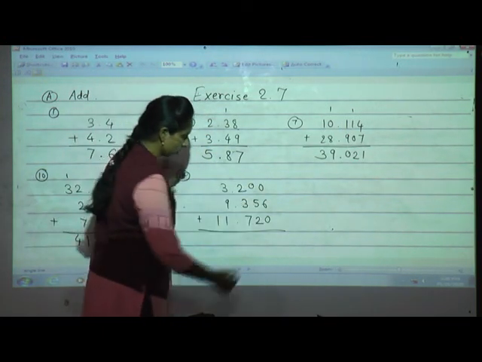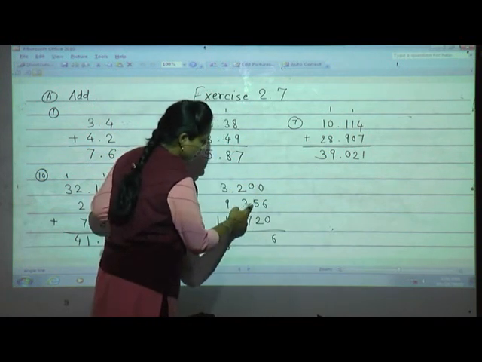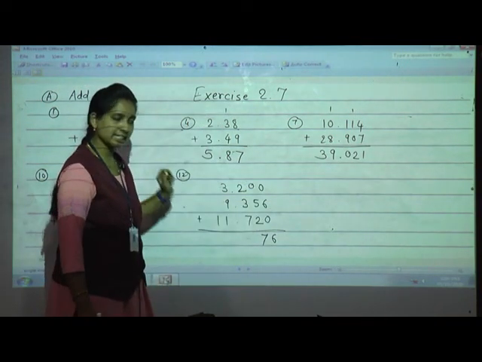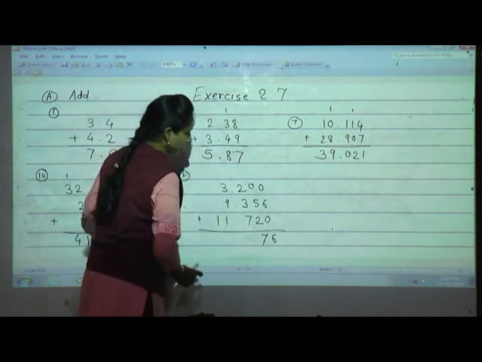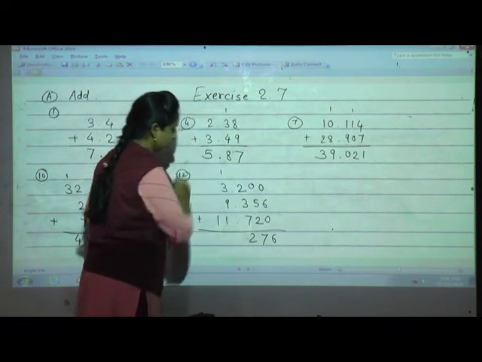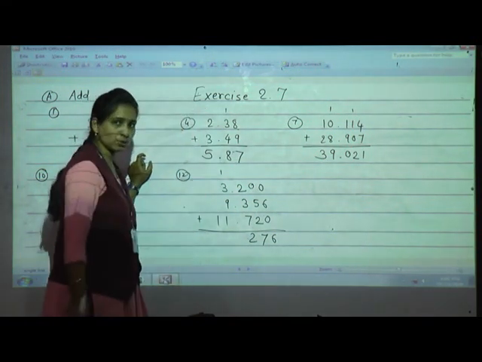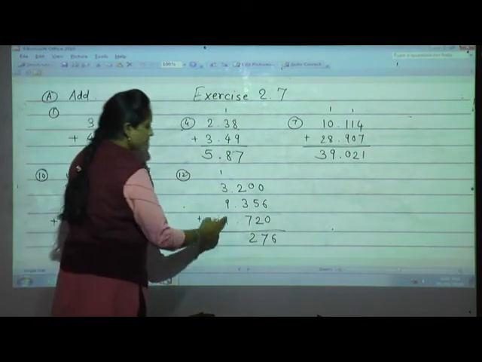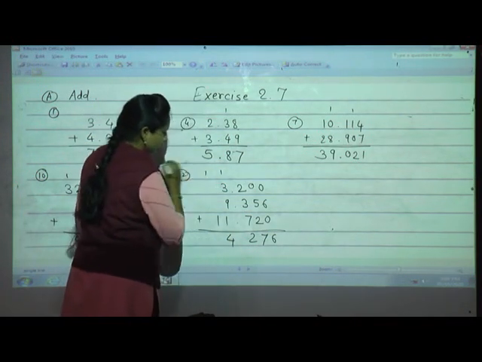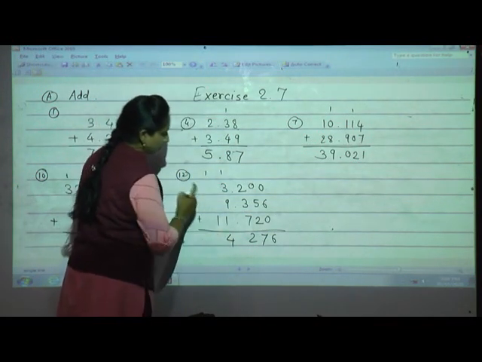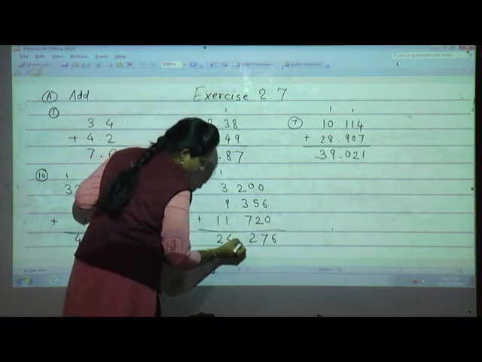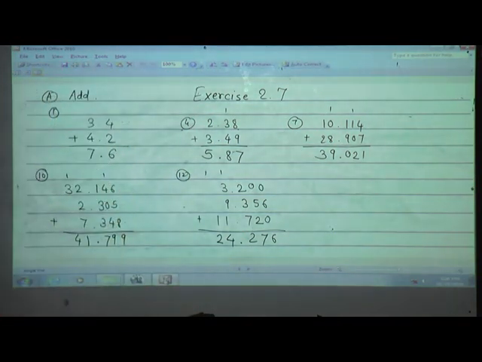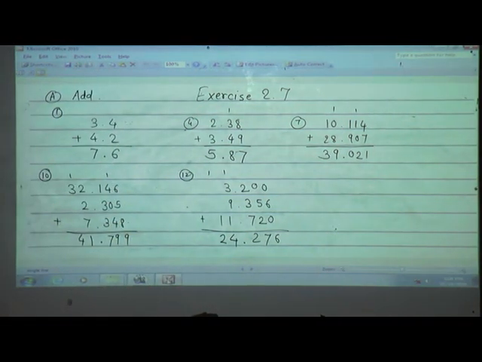0 plus 6 plus 0 is 6. 0 plus 5 is 5. 5 plus 2 is 7. Now 2 plus 3 is 5, 5 plus 7 is 12, 2 here, carry 1. Now 1 plus 3 is 4, 4 plus 9, yes, is 13, 13 plus 1 is 14. Sorry, 4 here, 1 carries. 1 plus 1 is 2. Then give the decimal point after 3 decimal places. Clear till here? Yes, very good.